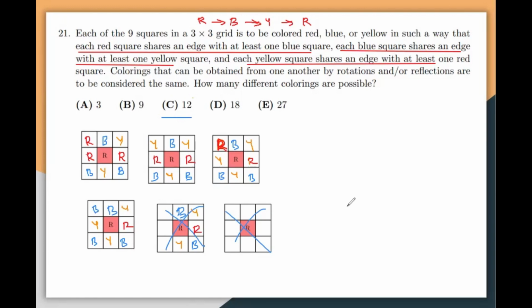And I will say this is a good reminder for remembering Burnside's lemma, but I think we didn't really use that. So it's good to take a look at that, and maybe a little bit more reading on Burnside's lemma, I guess that would be helpful.